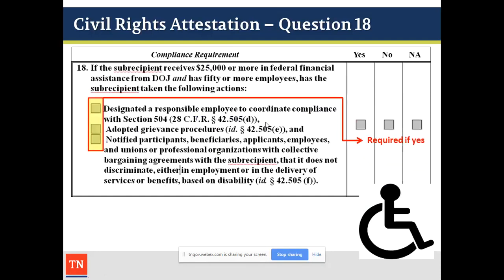Question 18 is asking if you receive $25,000 or more in assistance from the DOJ and you have 50 or more employees, then have you taken these three steps to ensure non-discrimination? And if this question applies to you and you answer yes, then you must be able to attest that you've taken all three of these actions.